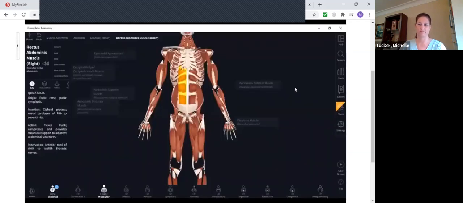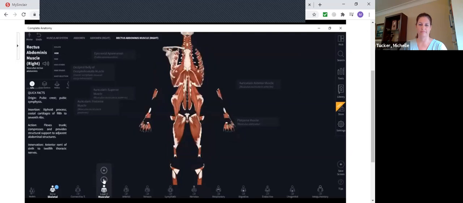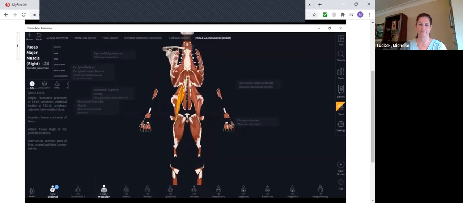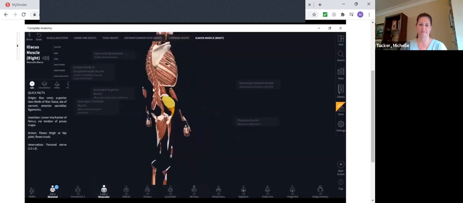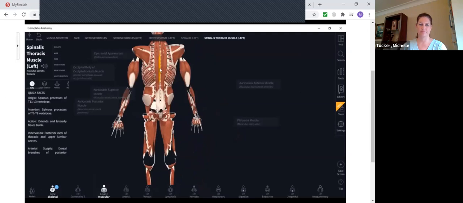The next group of muscles will focus on trunk flexion and trunk extension. There are three muscles that perform trunk flexion. The first is rectus abdominis. Then we have the iliopsoas group made up of psoas major and iliacus. The antagonist of these three muscles is the erector spinae group, made up of longissimus and spinalis.